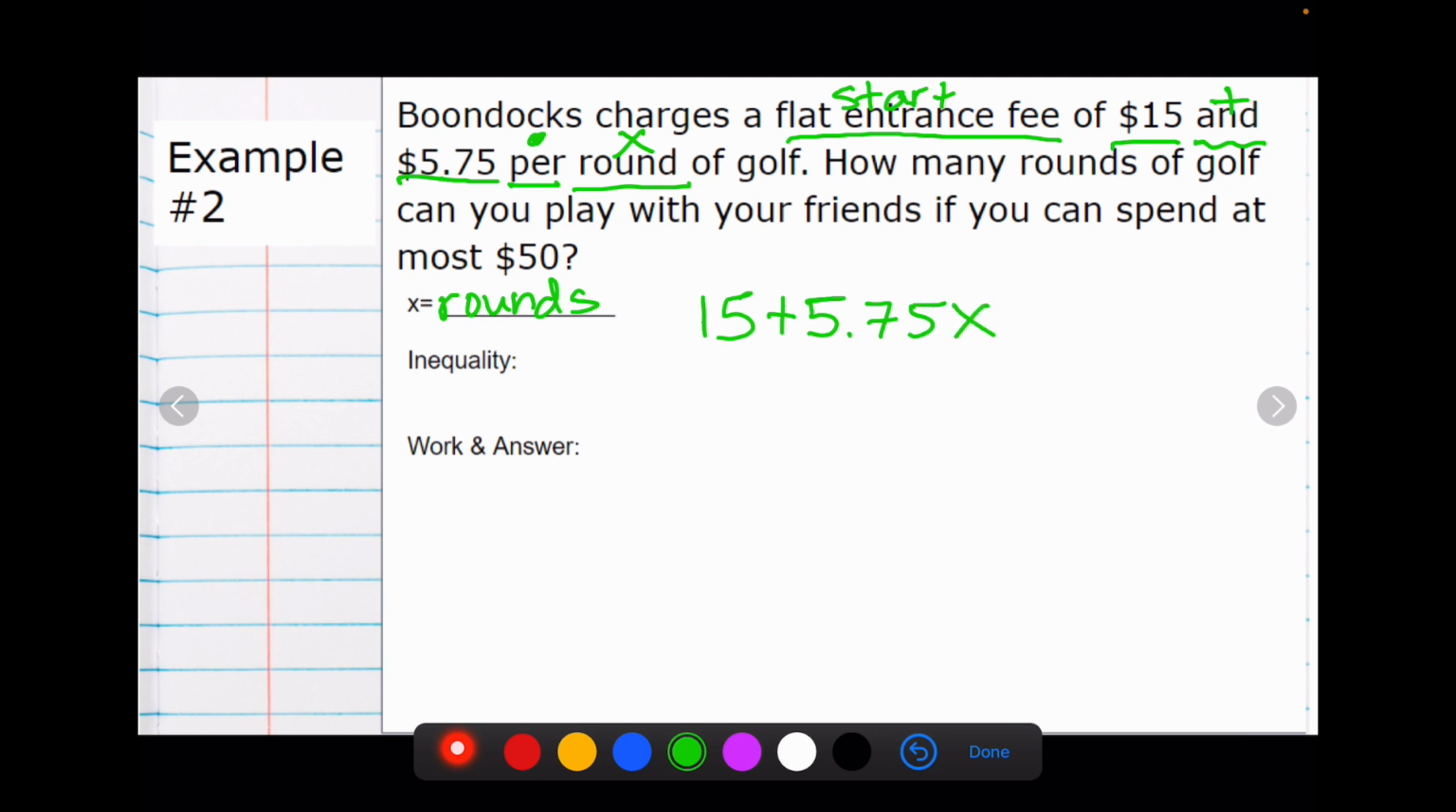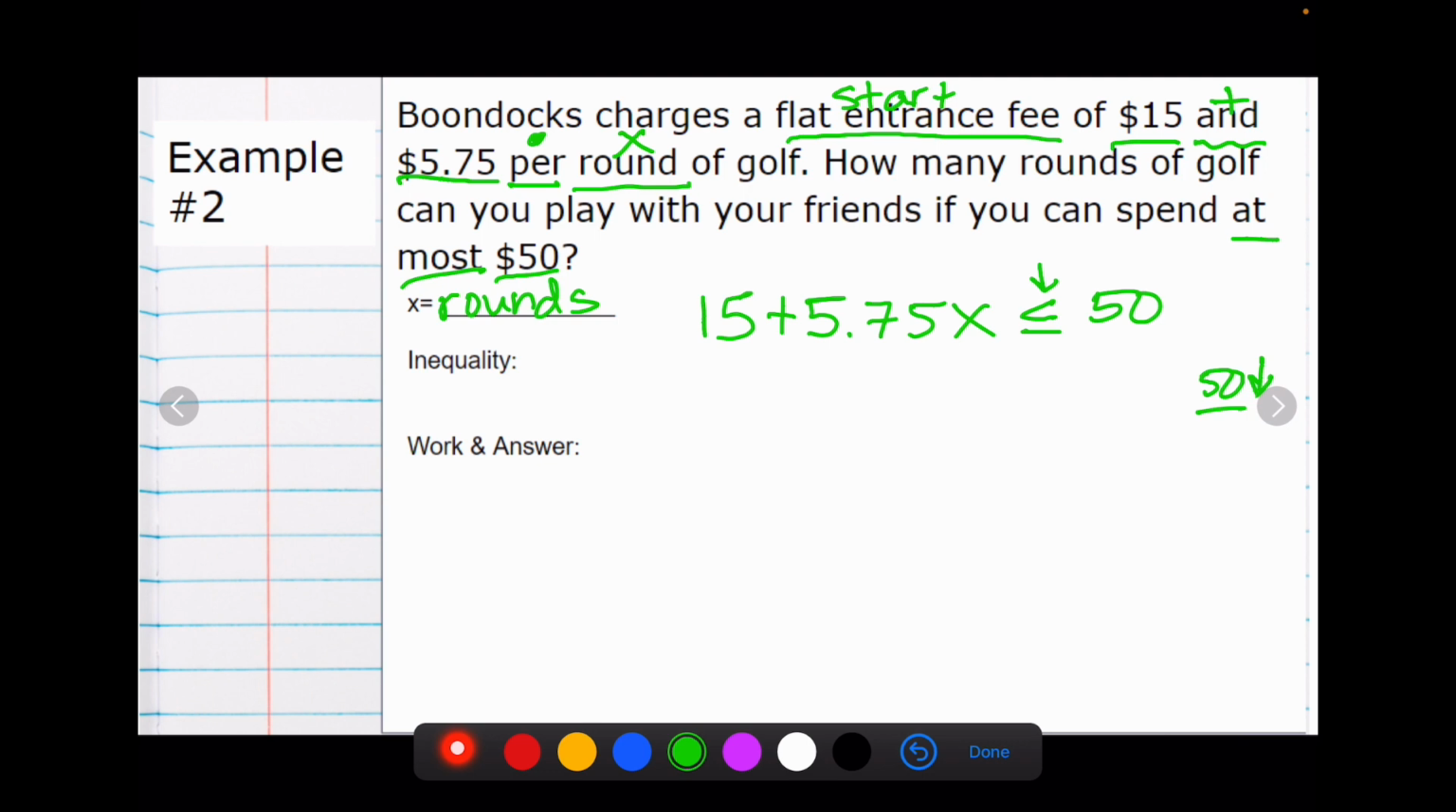It says, how many rounds of golf can you play with your friends if you can spend at most $50? So we need to read back in our notes because we need to figure out what inequality symbol goes there. At most. Which symbol am I going to use? At most means that I can spend $50. But I could also spend less than $50. So I can spend $50 or I can spend less than $50. So we're going to use the less than or equal to symbol.